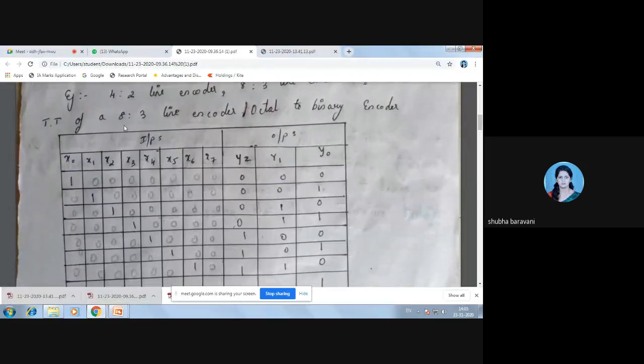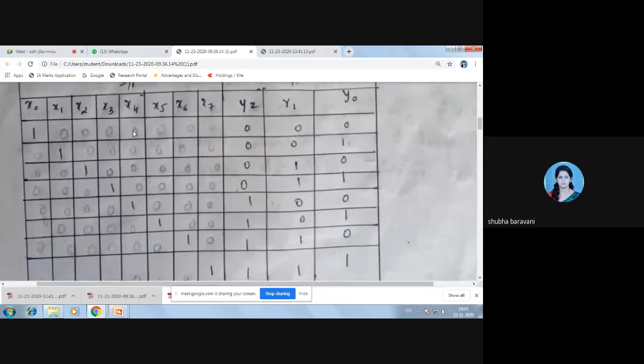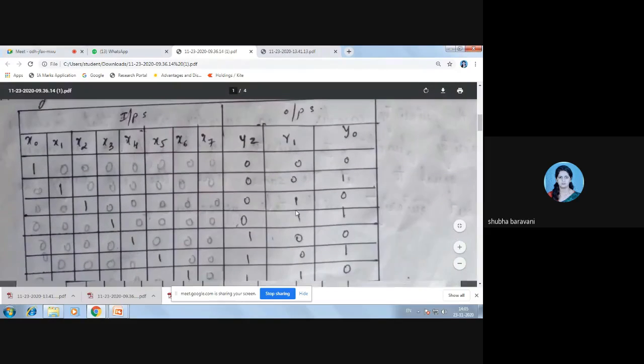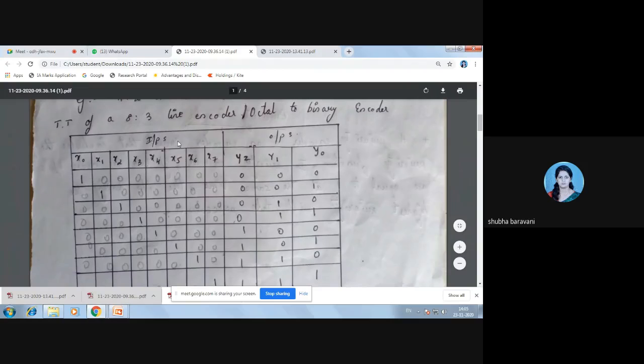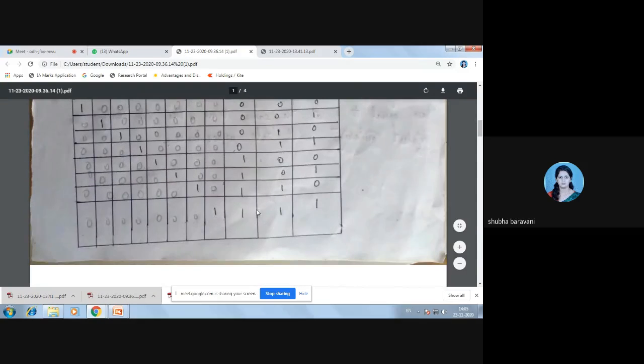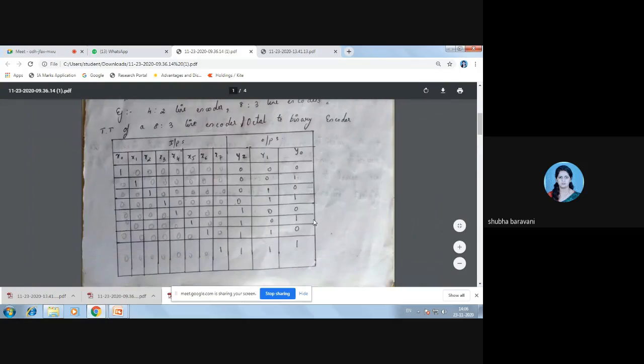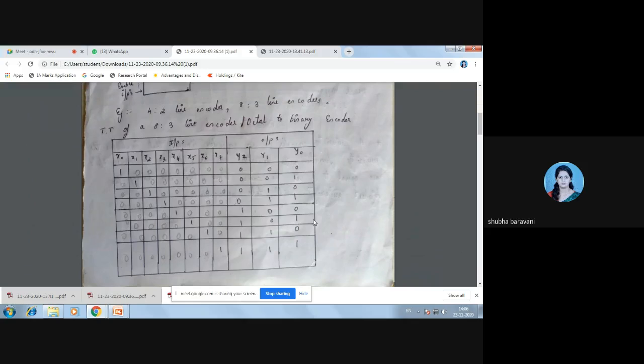Okay, see here. Now, similarly, if your x4 is 1, you can see here, okay? Your x4 is 1. So, my output is what? 1 0 0. X5 is 1, 1 0 1 is my output. When your x6 is 1, your output is 1 1 0. And when your x7 is 1, output is 1 1 1. Okay, is this understood now? This is the truth table for the 8 to 3 line encoder or octal to binary encoder. Was this understood, everyone? Shall we proceed? Yes, ma'am.